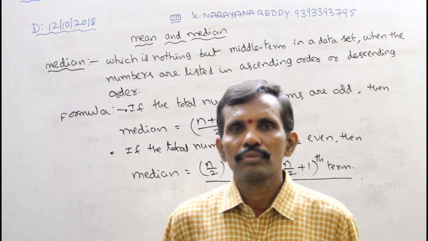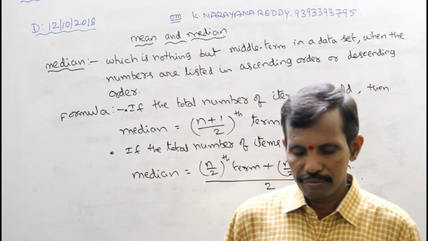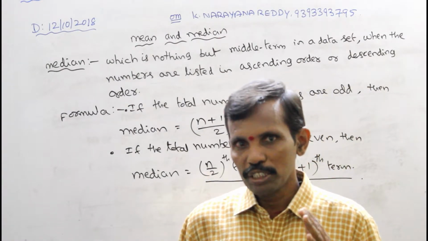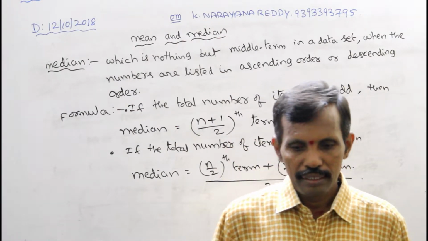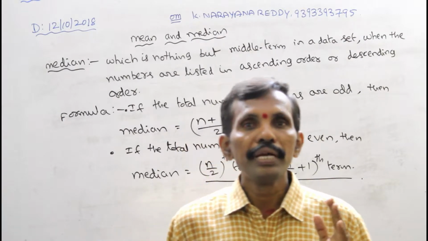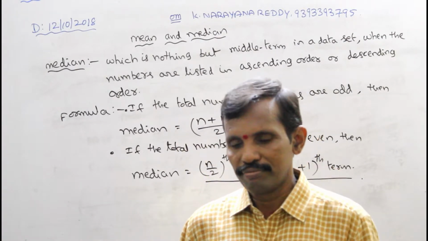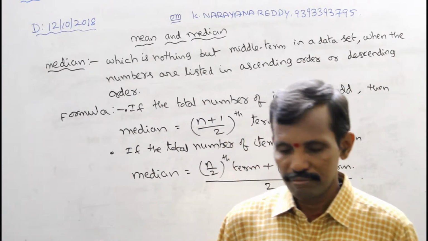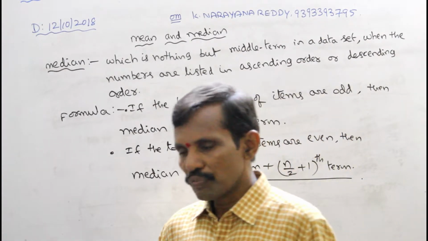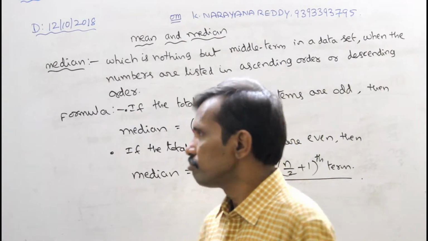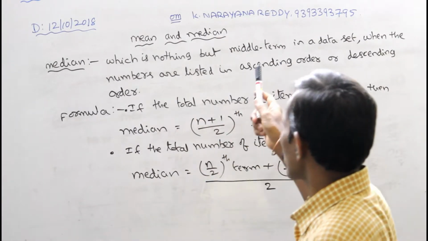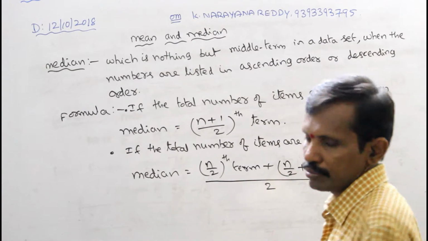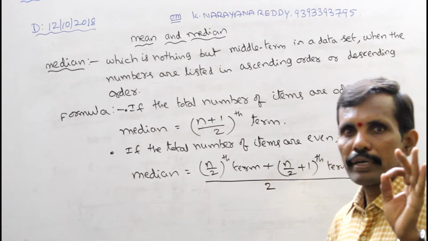Okay. Now median. What is meant by median? Generally, median is nothing but the middle term. But there are two cases to find the middle term. What is the definition for median? It is nothing but the middle term in a data set.